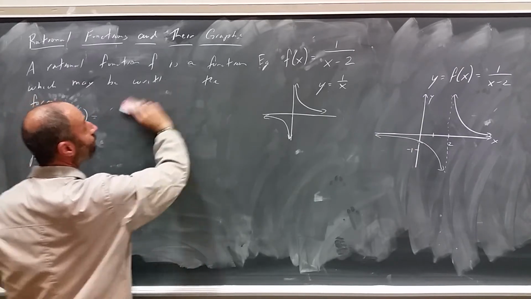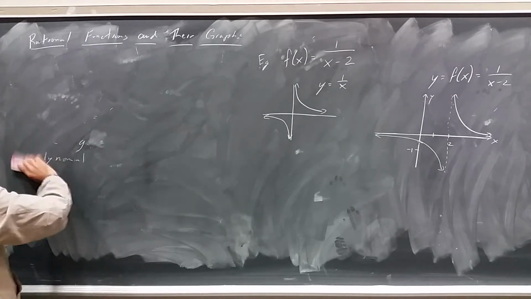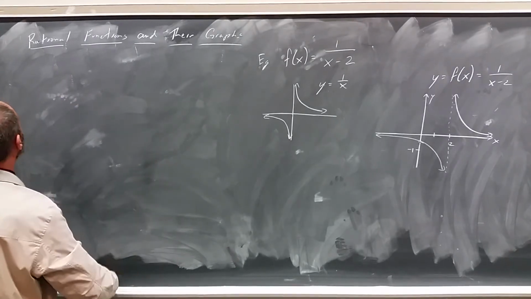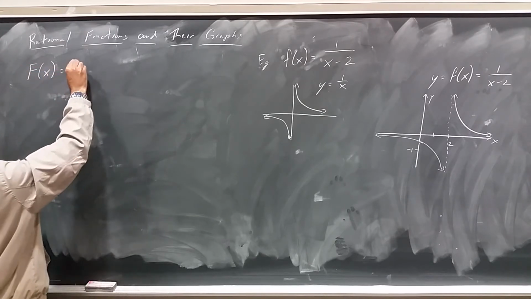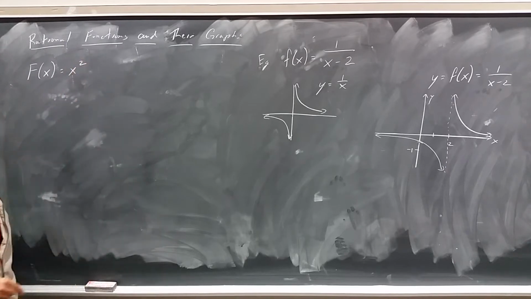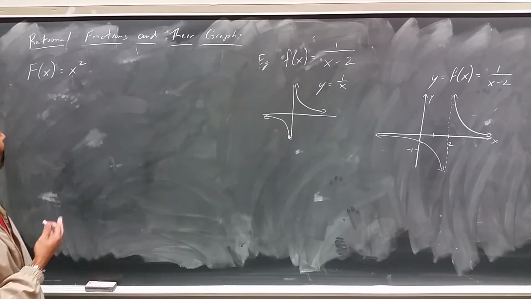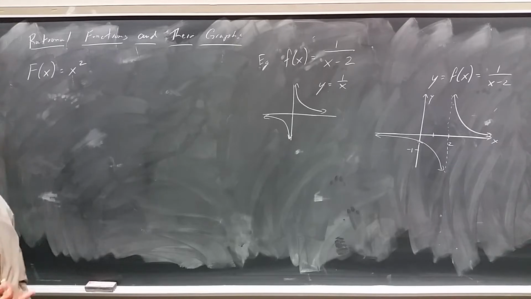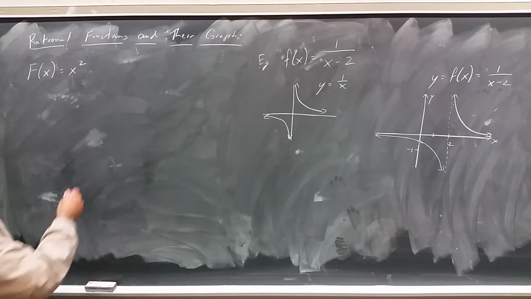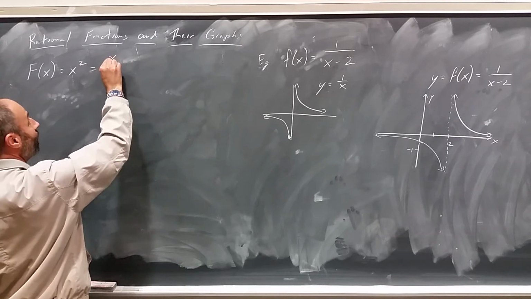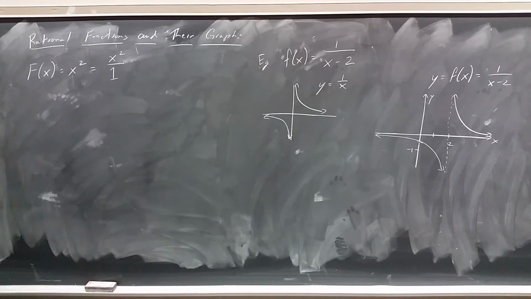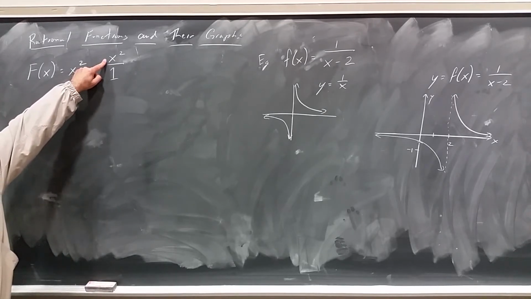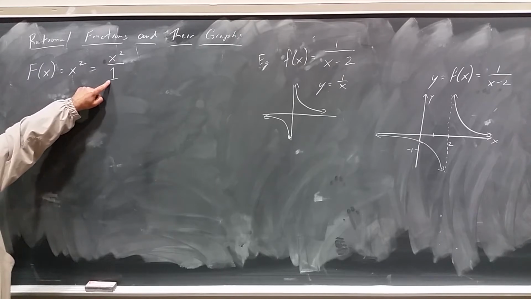Let's take a look at another example. f of x equals x squared. Now, if we look at that, we might say to ourselves, wait a minute, that is not a rational function, that is a polynomial. You would of course be right that it's a polynomial, but it is also a rational function, because I can write this as x squared divided by 1. I have a second degree polynomial on the top and a 0th degree polynomial on the bottom. The largest power of x is x to the 0.